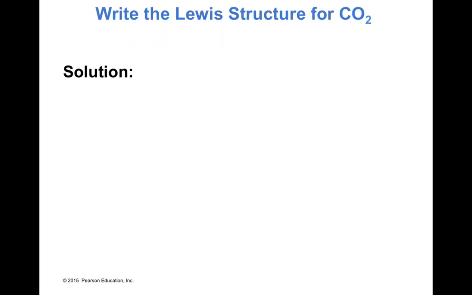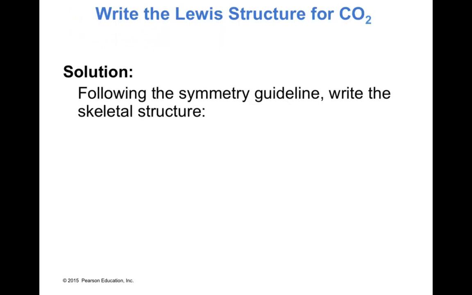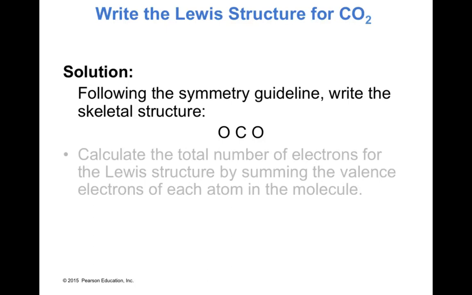So, CO2. We need to follow the symmetrical guideline, write the skeletal structure. Oxygen can create just 2 bonds, while carbon can create 4. So that's why we need to write carbon in the middle and oxygen on both sides, at the ends.